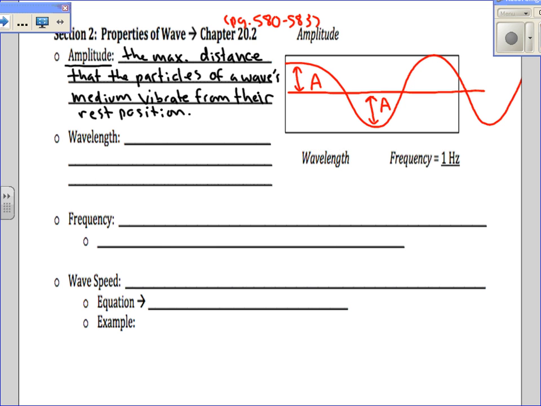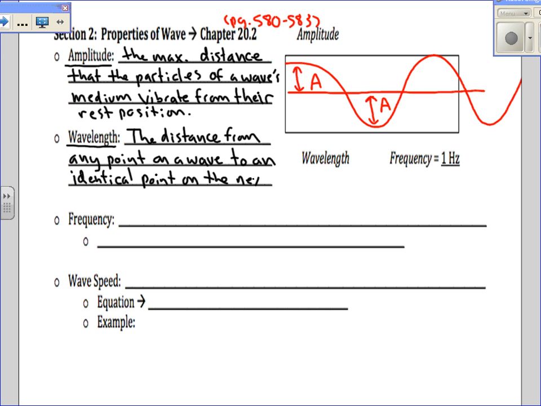Now we're going to talk about wavelength. Wavelength is the next property. Wavelength is the distance from any point on a wave to an identical point on the next wave. So this is wavelength.